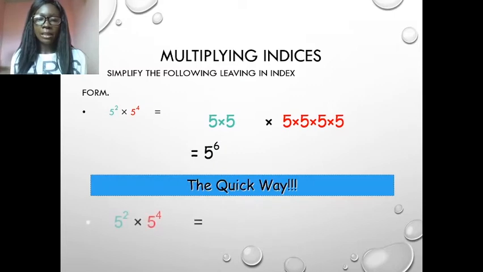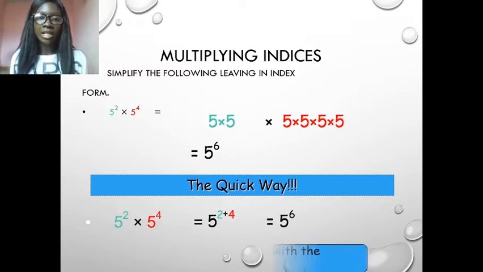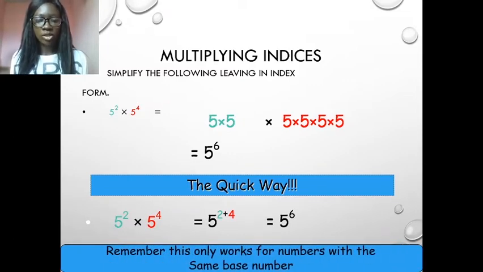But now, let's make use of the quick way, which will give us 5 to the power of 6 when we add both powers together.